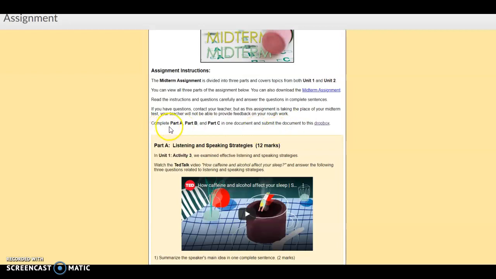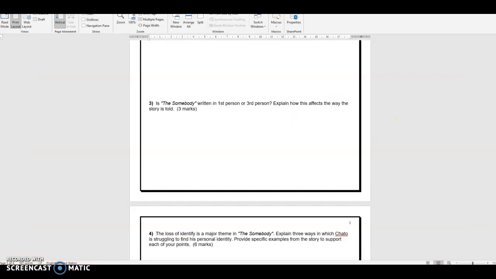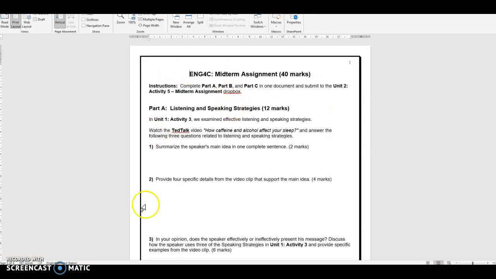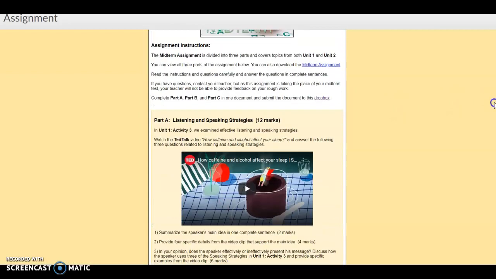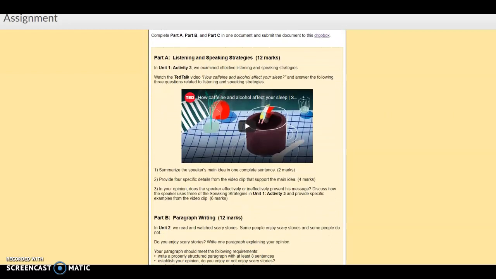I would prefer that you complete Part A, B, and C in one document. So again, if you just download the document here, you can complete the whole thing together in one document and then submit it to this Dropbox. If you're looking for the Dropbox in the assignment page, it'll be called Midterm Assignment Dropbox. So let's see if we can quickly run through the 3 parts.